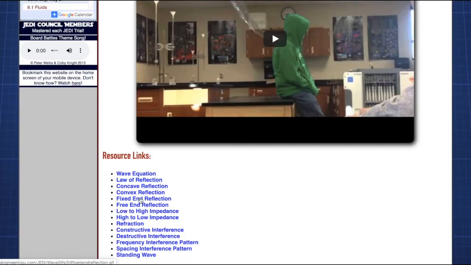Next, we're going to do fixed end reflection. What's happening here is interesting. If we have a rope or a slinky or something, and we send a wave down it, but the end is clamped on, it's attached. It's what we call a fixed end. The medium is not allowed to move there on the end.